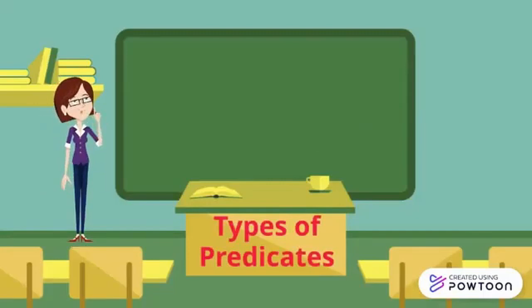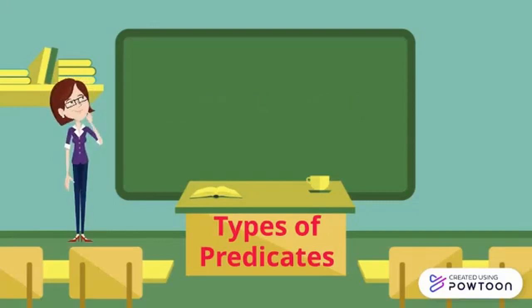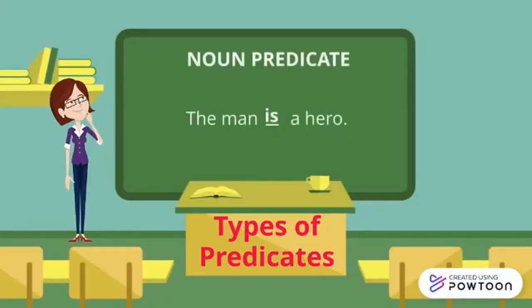There are different types of complements that the copula can link to the subject. We call everything that happens in a sentence after the verb the predicate phrase, or simply the predicate. Today, we'll be focusing on 3 types of predicate phrases that can be linked to the subject with the use of the copula. The noun predicate. The man is a hero. A hero is the noun predicate that is linked to the subject, the man, with the copula is.